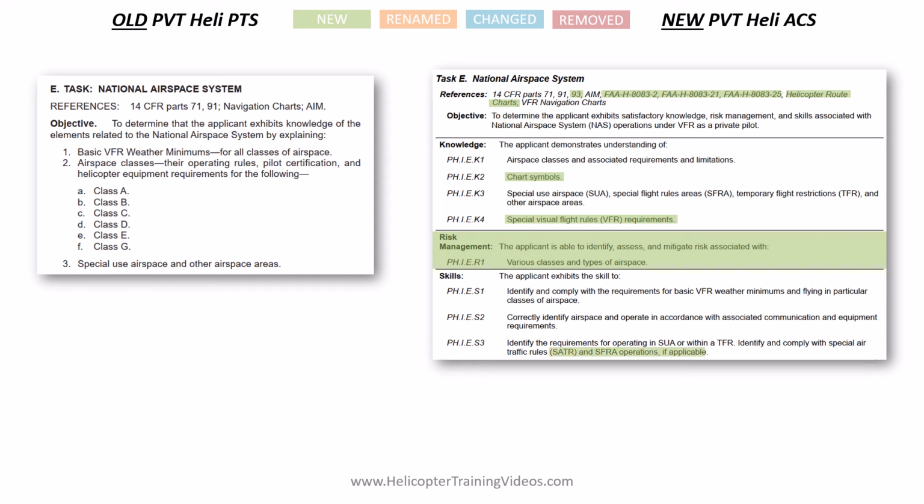In the skills section, a lot of it's very similar. There is a specific mention of SATR, which is the Special Air Traffic Rules, which is under Part 93, as well as SFRA or SFRA Ops, which is the Special Flight Rules Area Operations. It's strange that the SATR is not mentioned up in the knowledge section.